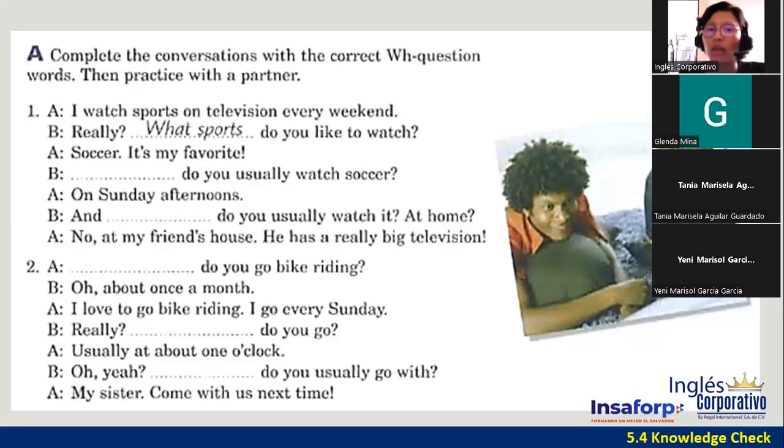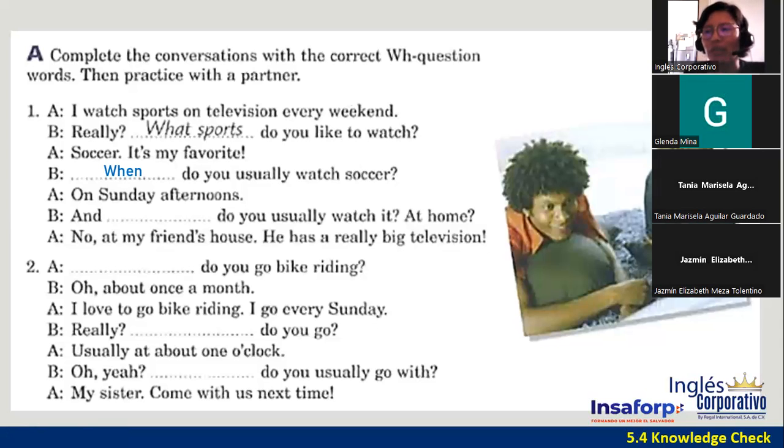Por ahí dijeron, when. Veamos la respuesta. Dice, on Sunday afternoons. O sea, estamos hablando de tiempo, ¿verdad? Entonces, es correcto. We say, when do you usually watch soccer? Well, actually on Sunday afternoons, ¿verdad? Los domingos por la tarde. Entonces, when asks about time, and that's the reason why we use when.